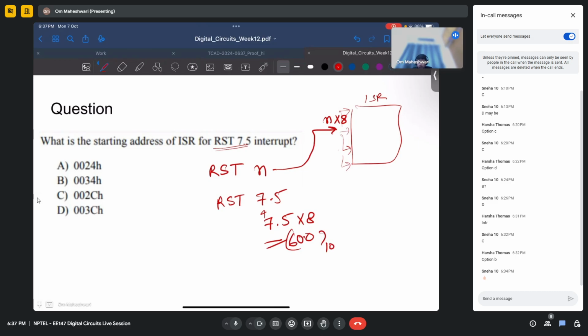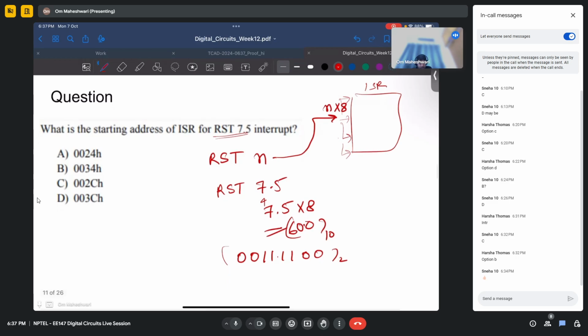If we want to convert it to hexadecimal, first let's convert 60 to binary. It will be 0 0 1 1 1 1 0 0. Now to convert into hexadecimal, let's make pairs of 4. This is C, this is 3. So your hexadecimal address is 003CH.